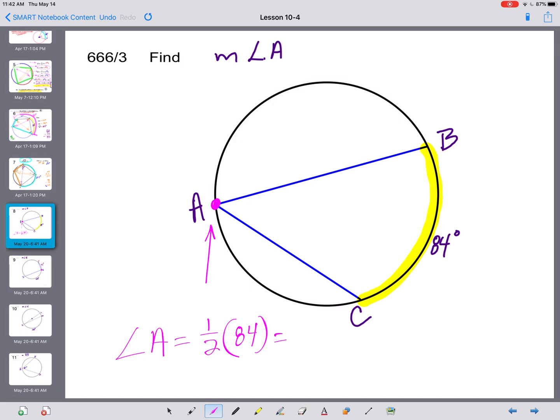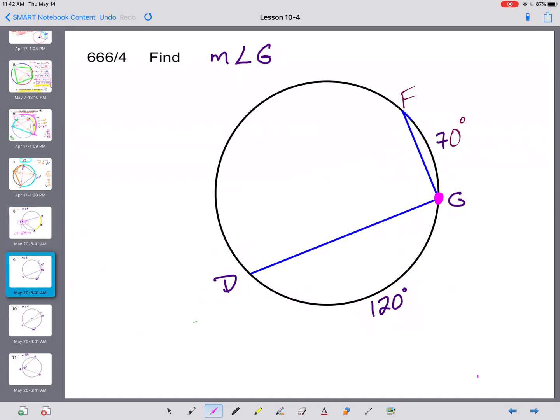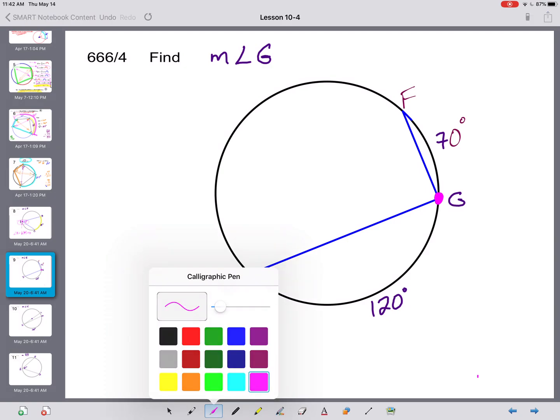Boom, there we go. What do we got? 42? Boom, done with that answer. There we go. That's what we're looking at. Inscribed angle. What do we got here? Number 4. Another inscribed angle.